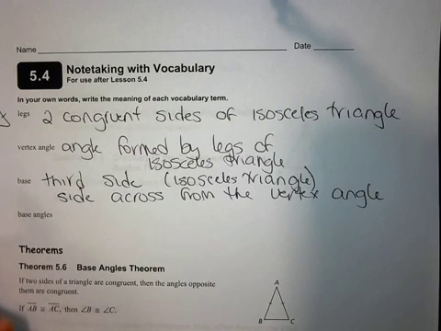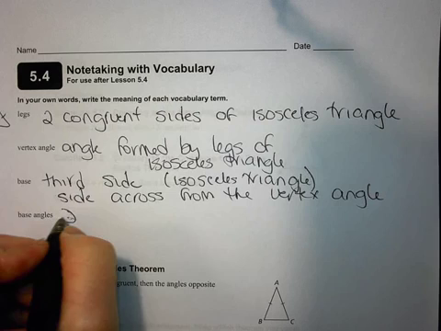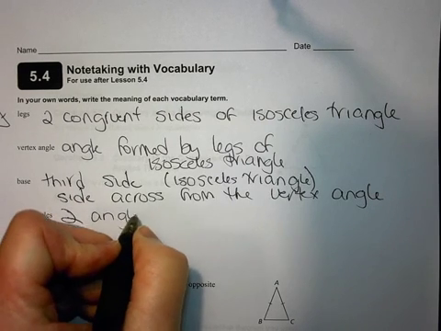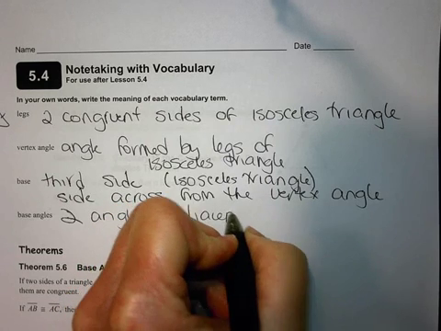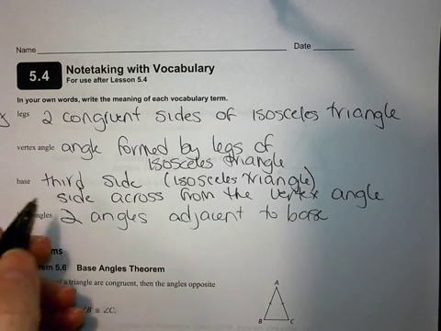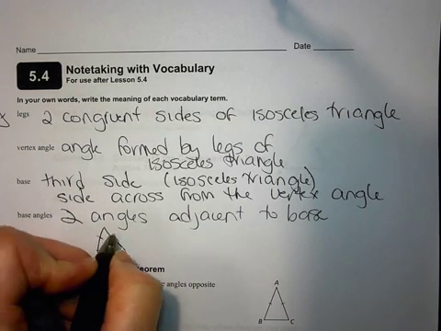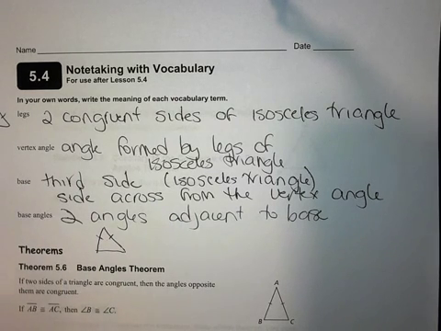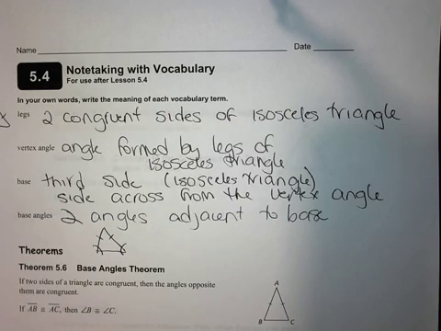Okay, and then the base angles are the two angles that are adjacent to the base on the isosceles triangle. So if this was my isosceles triangle and those two sides were the legs, the base angles would be the two angles across from those. So the two angles across from the legs.